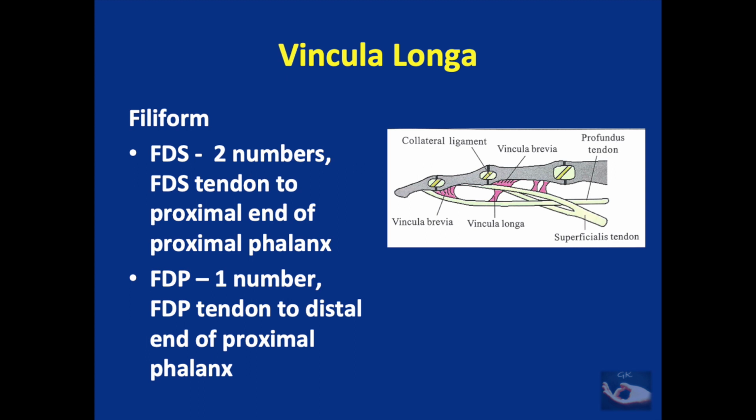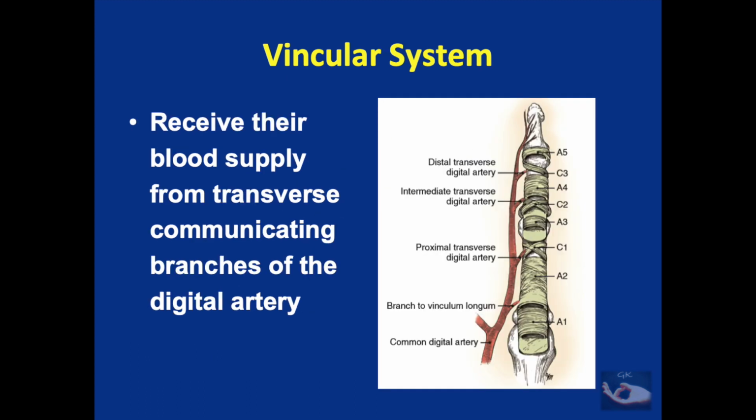There are usually two for the flexor digitorum superficialis, both running parallel to each other at the proximal end of the proximal phalanx, and the flexor digitorum profundus has one vinculum longus, which is supplied at the level of the distal end of the proximal phalanx. The vincular system receives the blood supply from the transverse communicating branches of the digital artery.